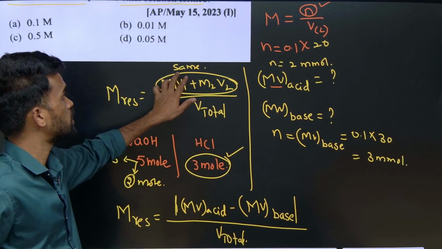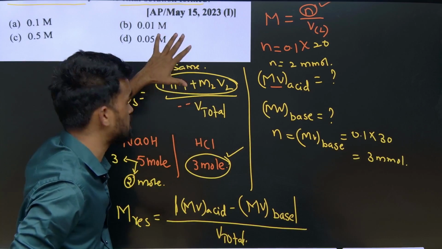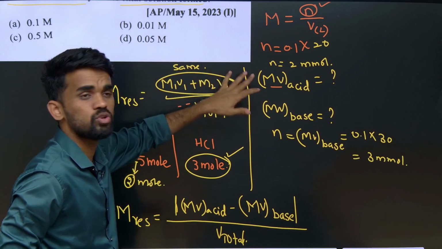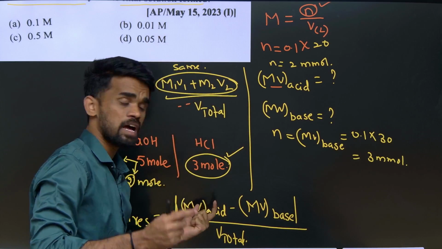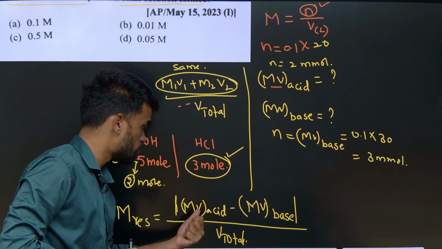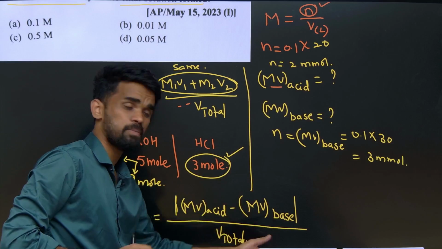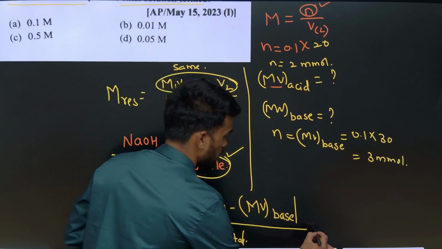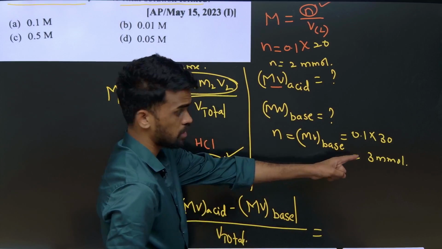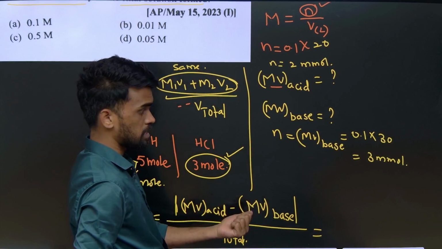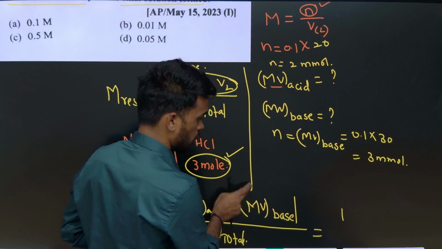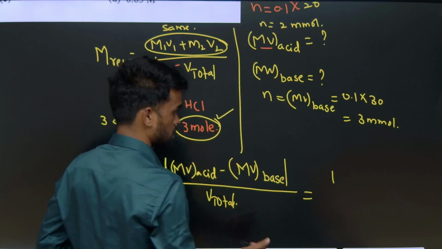See, if both are of the same nature, if both are acids or both are bases, just sum them, like M1V1 plus M2V2 you have to take. If they are of opposite nature, like acid and base, neutralization, then you should subtract, like applying mod. Therefore, for acid we got 2 millimole, for base we got 3. So 2 minus 3 or 3 minus 2, we will be getting 1. Since we have mod, there is nothing to talk about minus or plus charge.